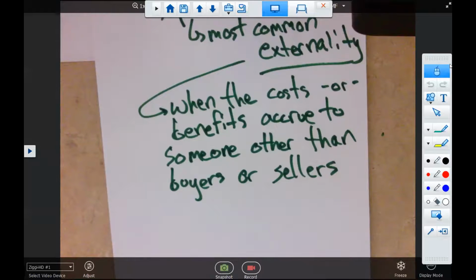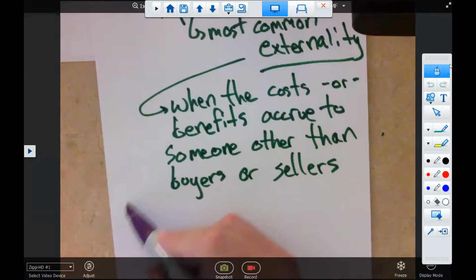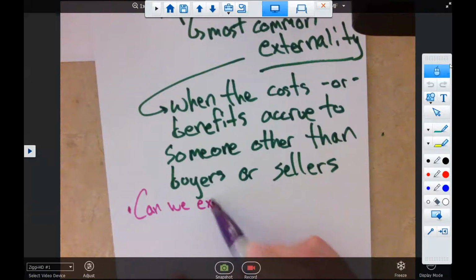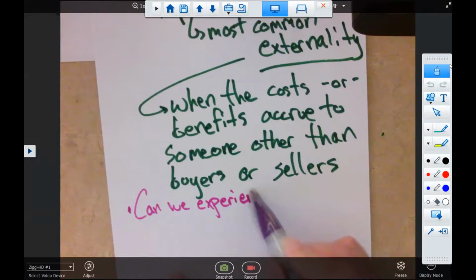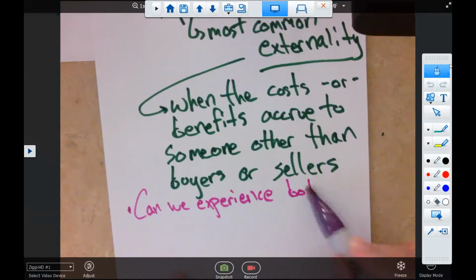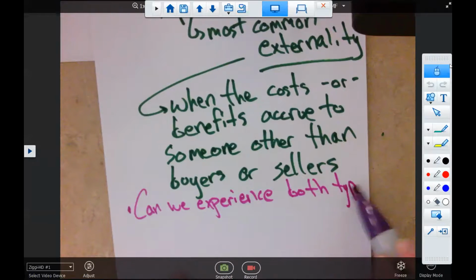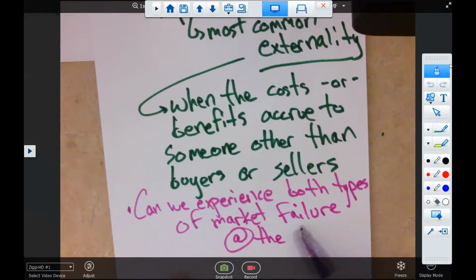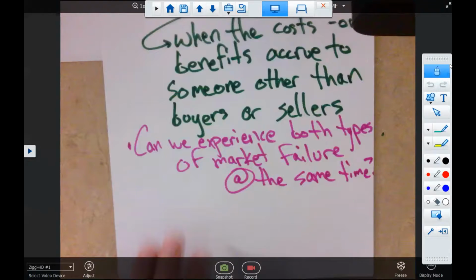So can both of these occur at the same time? Pardon me. Wait, both causes of market failure? Both types of market failure, yeah. And the answer is yes.